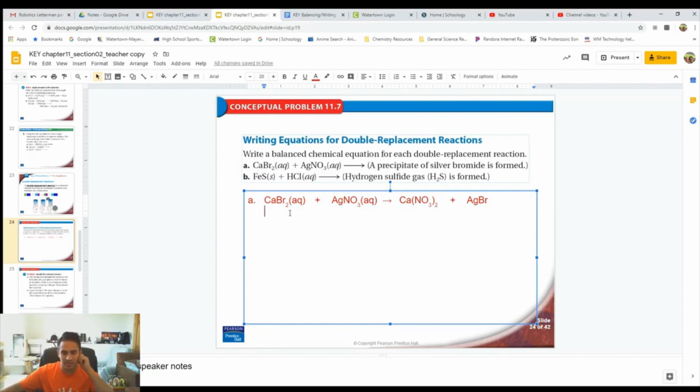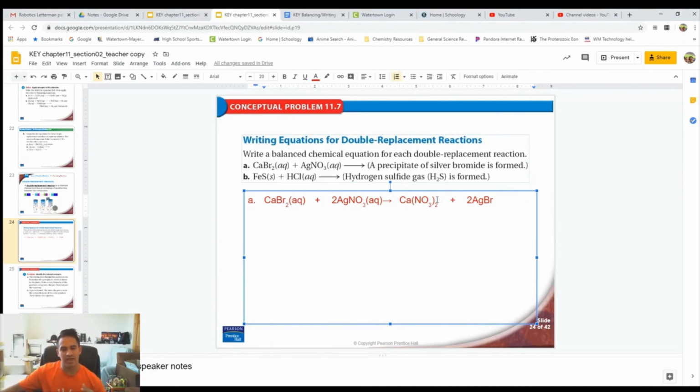We have to balance it because it's not balanced. If we look at calcium, we have 1 calcium on the reactant side, 1 calcium on the product side. That's good. We have 2 bromides on the reactant side, only 1 bromide on the product side. So we're going to put a 2 there to give us 2 bromides. That's also going to give us 2 silvers. On the reactant side, we only have 1, so we're going to put a 2 there to give us 2 silvers. And then that also gives us 2 nitrates. But fortunately, we had 2 nitrates right there on the product side. So that is our balanced chemical equation.